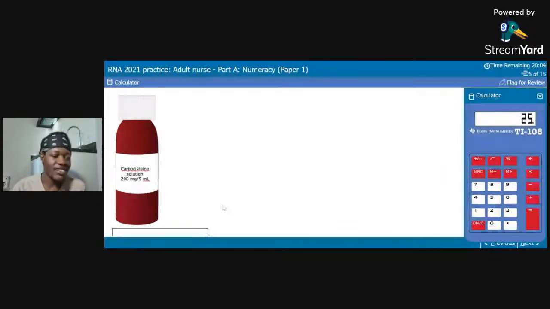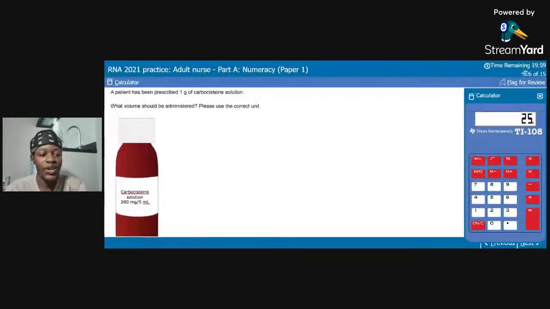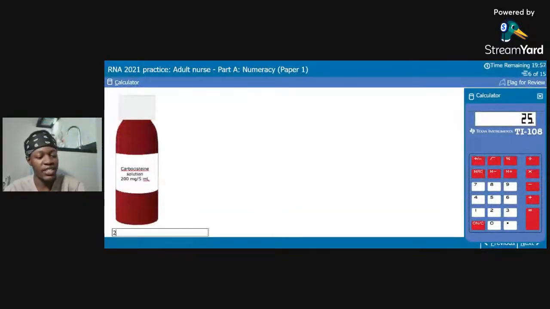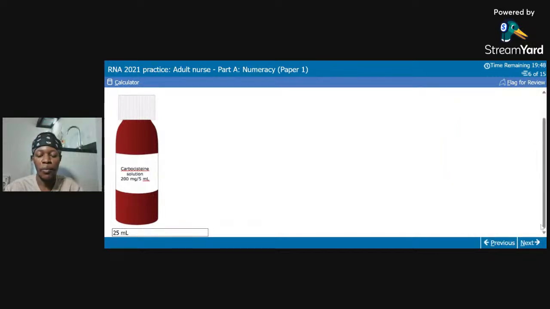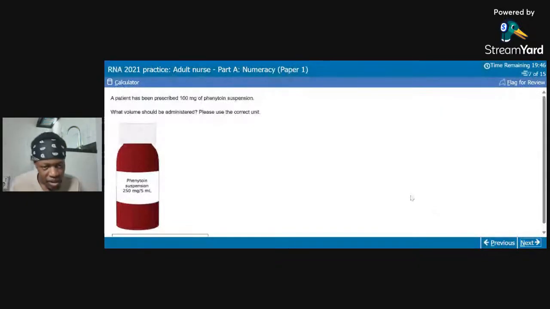So our answer is 25. And as you can see, the question says, please use the correct unit because we are not given any unit here. So we have to use 25 ml. M in small letter, L in capital letter.